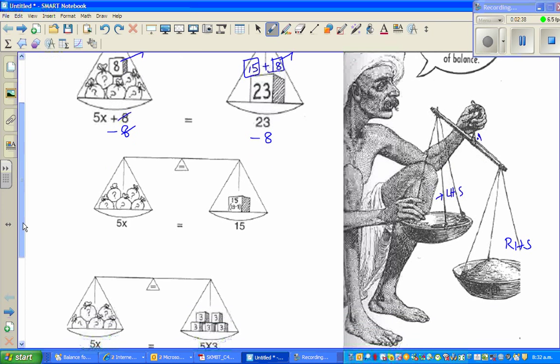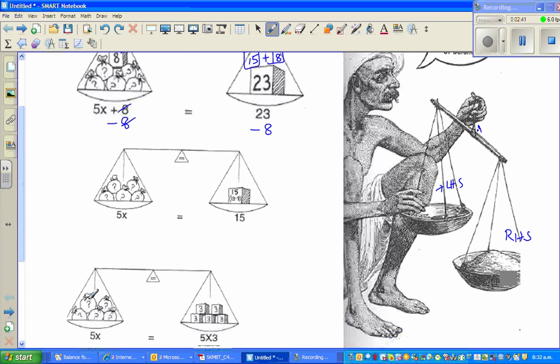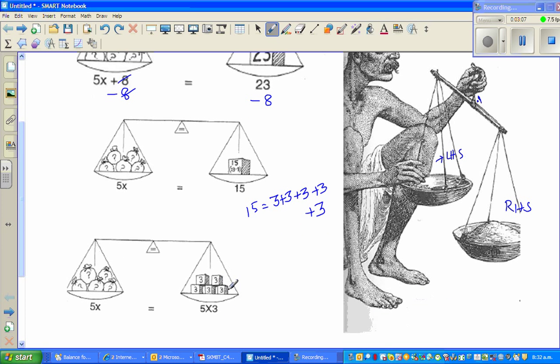Now the third step is, this 5x is of course 5 bundles of something, and this 15 is the same as 5 weights of 3. Okay, 15 is the same as 3 plus 3 plus 3 plus 3 plus 3. So this can be changed to 5 weights of 3. Okay, so that is 5 times 3, which is 15.